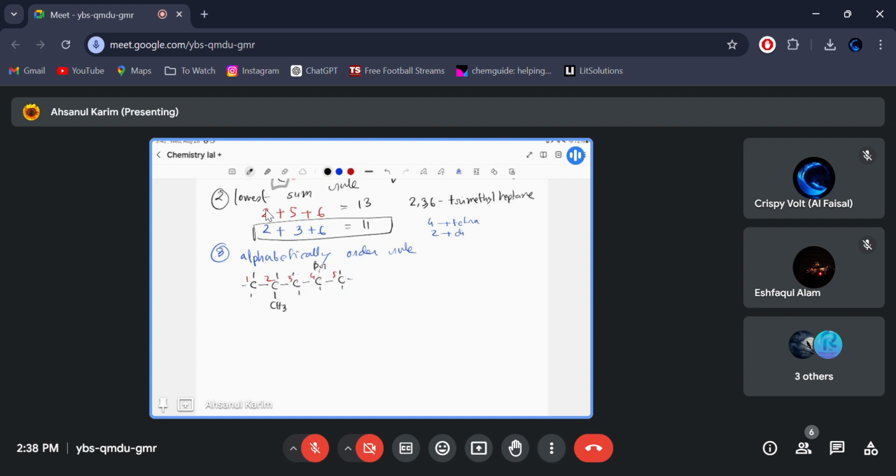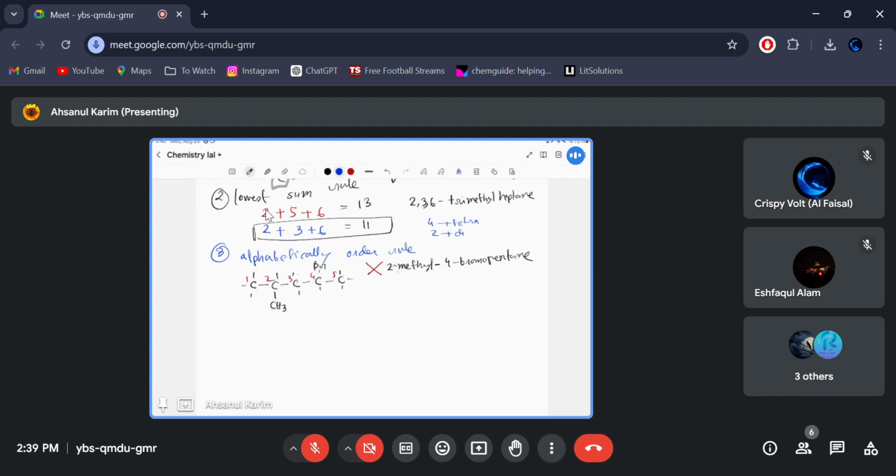Now let's use the red numbering: 1, 2, 3, 4, 5. Now, what will be the name? 2-methyl pent, sorry, 2-methyl, you're going to use the hyphen, 4-bromo, pentane. But this is not the correct naming.